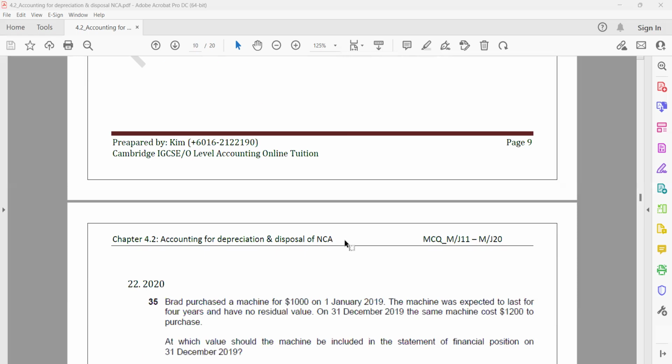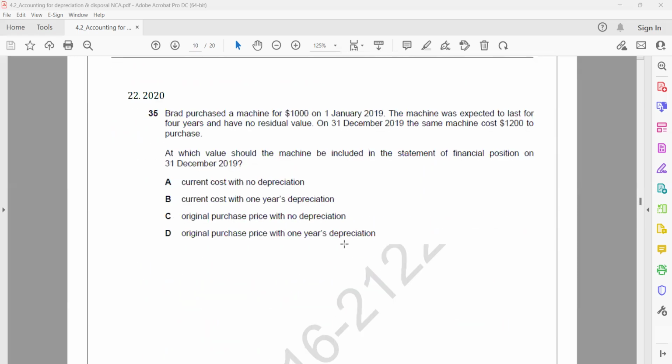Last question, 22. Okay, machine 1,000 at 1st Jan 2019. The machine was expected to last for 4 years and has no residual value. On 31st December 2019, the same machine cost 1,002 to purchase. At which value should the machine be included in the statement of financial position on 31st December? You look into the date when you buy, when you do the calculation for depreciation.